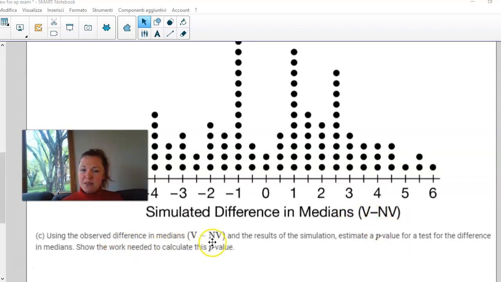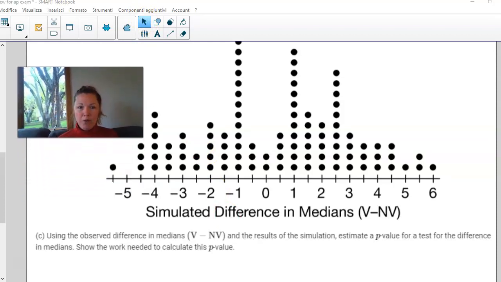Using the observed difference in the medians and the results of the simulation, estimate the p-value for a test for the difference in medians. Show the work needed to calculate the p-value. I could see this one being a little bit of, what am I supposed to do? Okay, so what you're going to do is say, what can I work with here? Well, I need a statistic here. This is the same as really any of our tests.